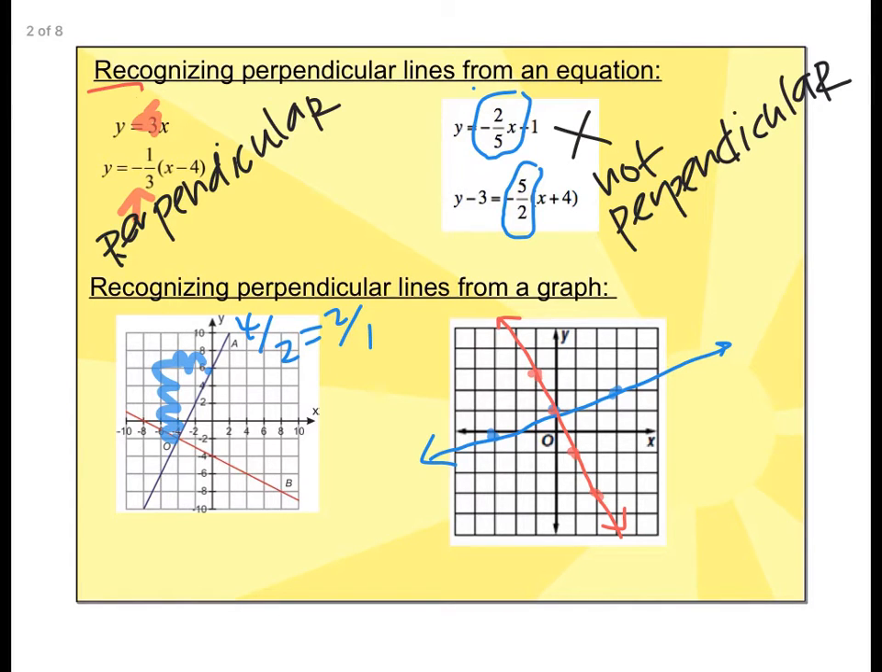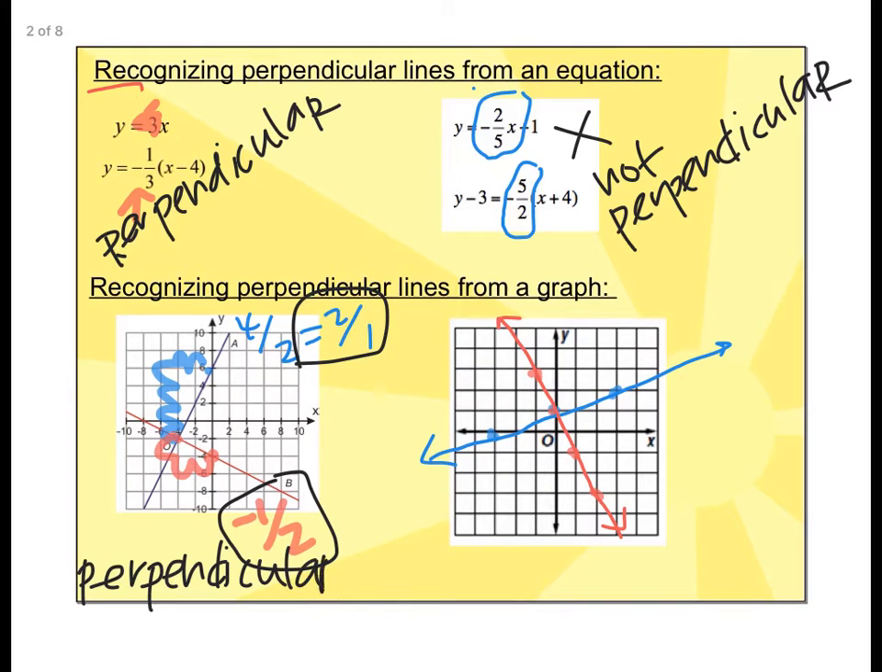And if I look at my other line, again, go from here to right here, I have to go down 1 and over 2. So that slope is -1/2. So these ones are opposite sign. One is positive and one's negative. And they're reciprocals. So these are perpendicular lines.